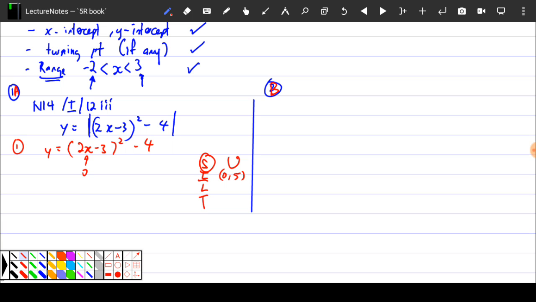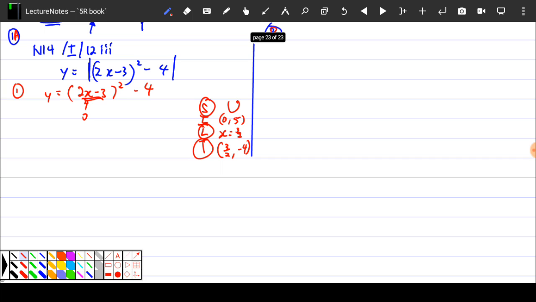Then the next one is the line of symmetry. x will be equal to 3 over 2, because I need this to be 0, right? x equals 3 over 2. The turning point will be 3 over 2, comma, I put inside, it will be negative 4. Okay? So I have a rough idea what this graph looks like.